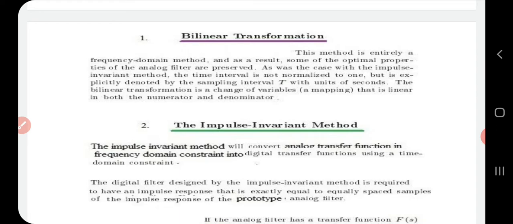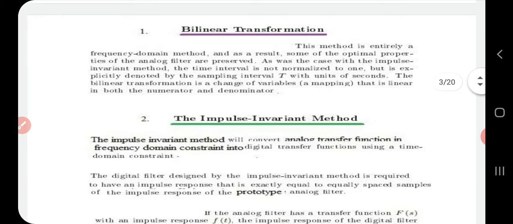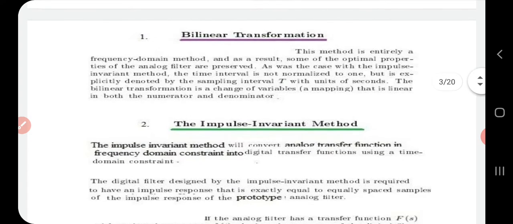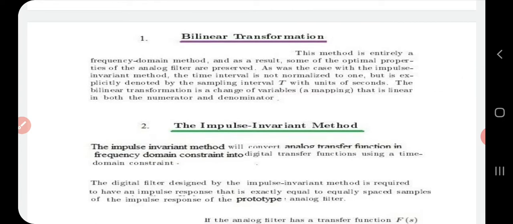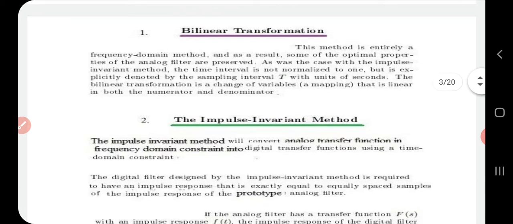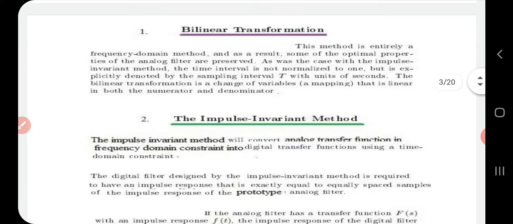Bilinear transformation is a method which is entirely a frequency domain method, and so some of the optimal properties of the analog filter are preserved, that means are conserved. As was the case with the impulse invariant method, the time interval is not normalized to 1 but is explicitly denoted by the sampling interval T with units of seconds. That is, in bilinear transformation we are concerned about a sampling interval T, which is expressed in units of seconds.